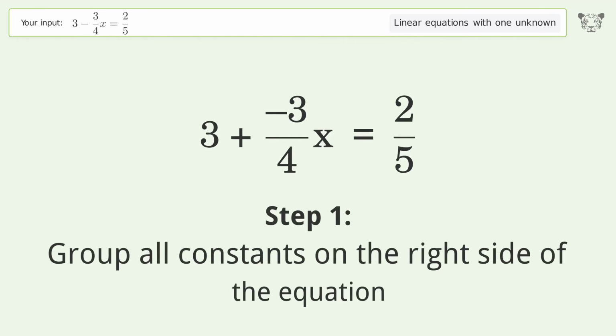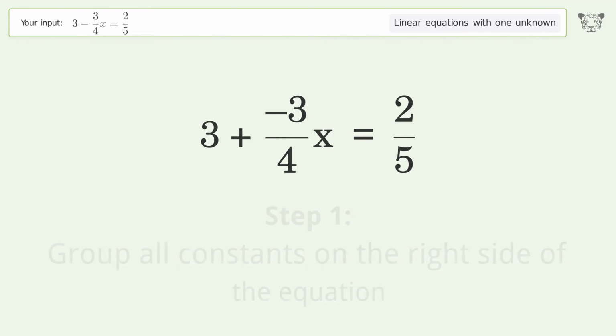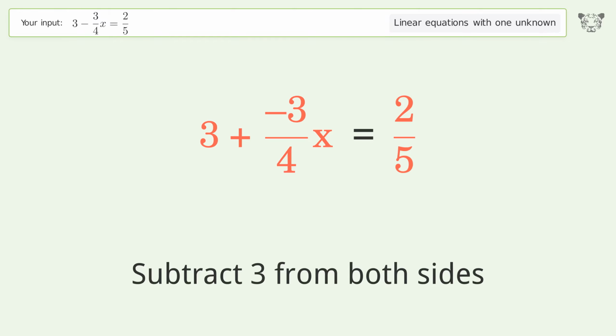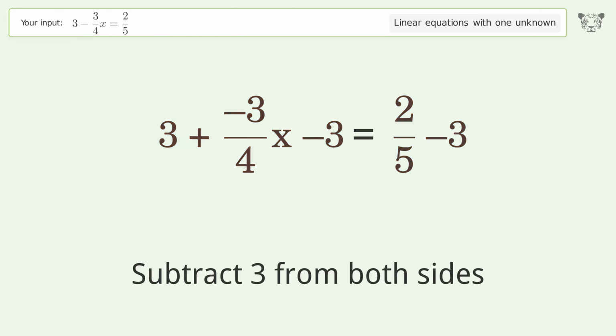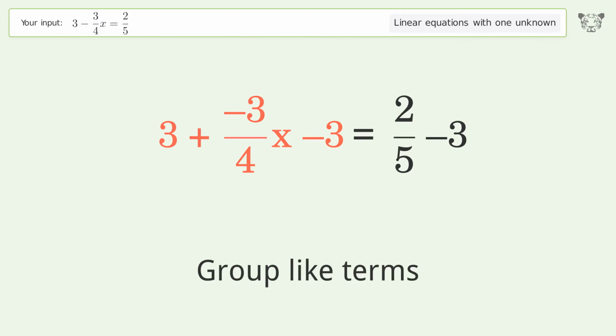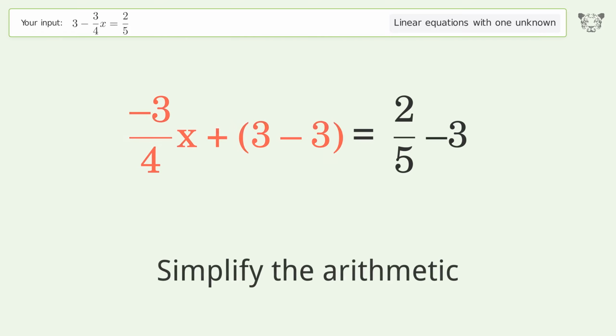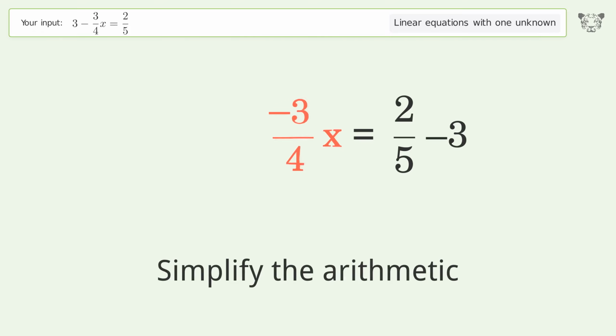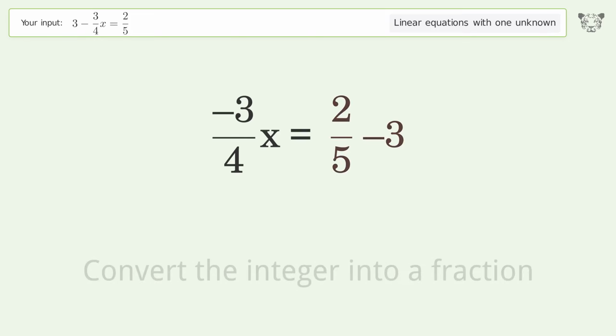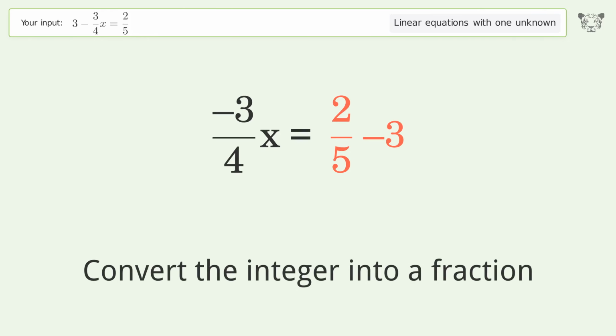Group all constants on the right side of the equation. Subtract 3 from both sides. Group like terms. Simplify the arithmetic. Convert the integer into a fraction.